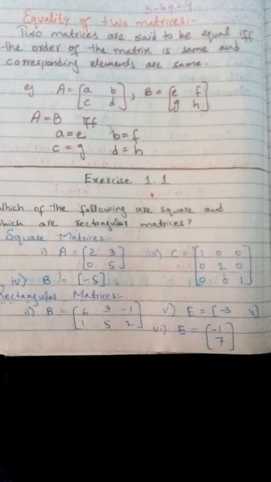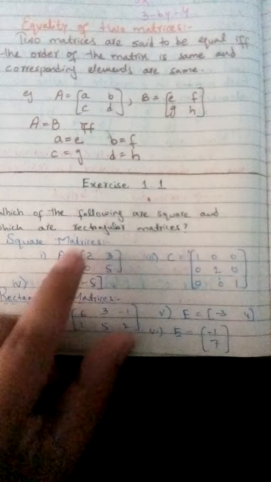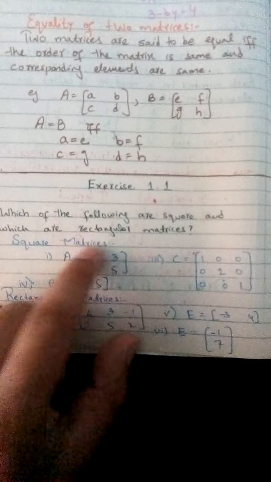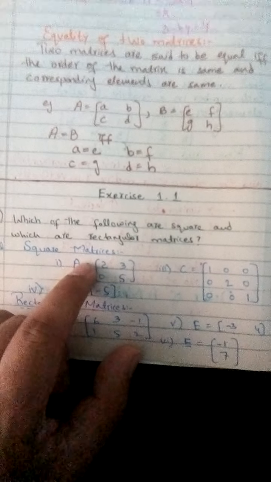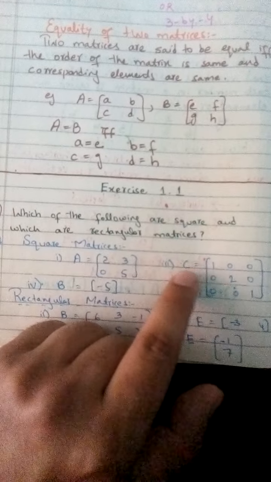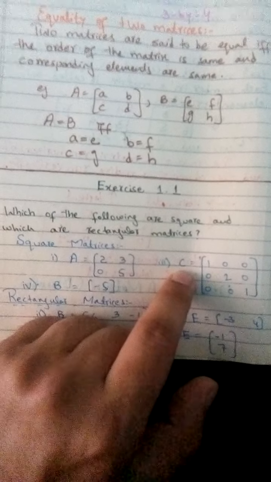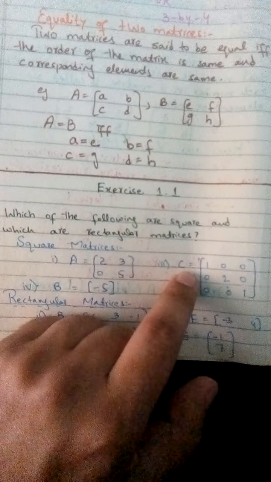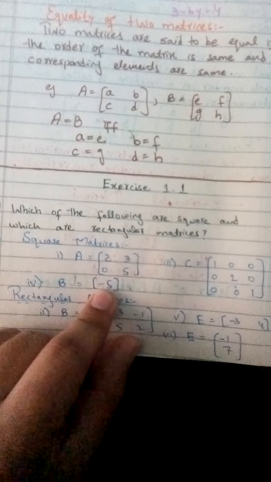So if you see here, the first matrix A has 2 rows and 2 columns. The number of rows and number of columns is the same, so this is a square matrix. If you see the C matrix, the number of rows is 3 and the number of columns is also 3, so it's also a square matrix. If you see this matrix B, it has only one element.